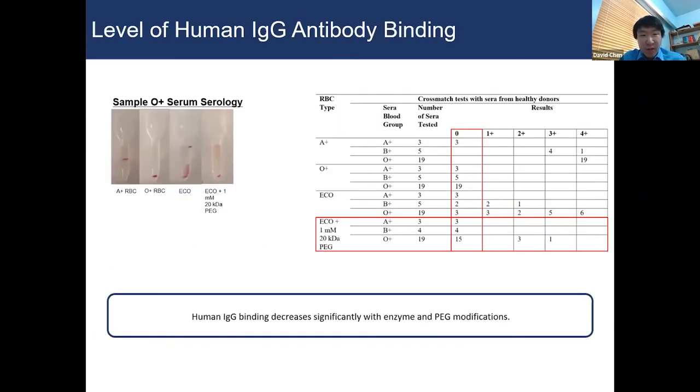We also observed that across a total of 19 O-positive serums, the cells modified with the ECO and PEG conditions showed dramatic decreases in IgG binding compared to the A-positive and ECO cells, as they scored the most zeros in the anti-IgG columns, as shown on the right, suggesting a greater level of evasion of the immune system. And moving on to the next slide.